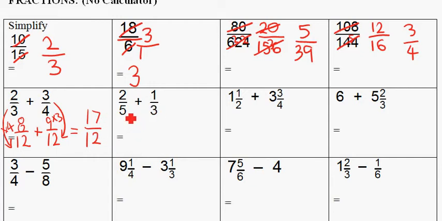Right, we're adding fifths and thirds, which is very hard to do. So we might have to find some equivalent fractions to fifths and thirds that share a common denominator. So we'll try 15ths, since 5 and 3 both go into 15. And of course 15 is the least common multiple of 5 and 3. 5 times 3 is 15.